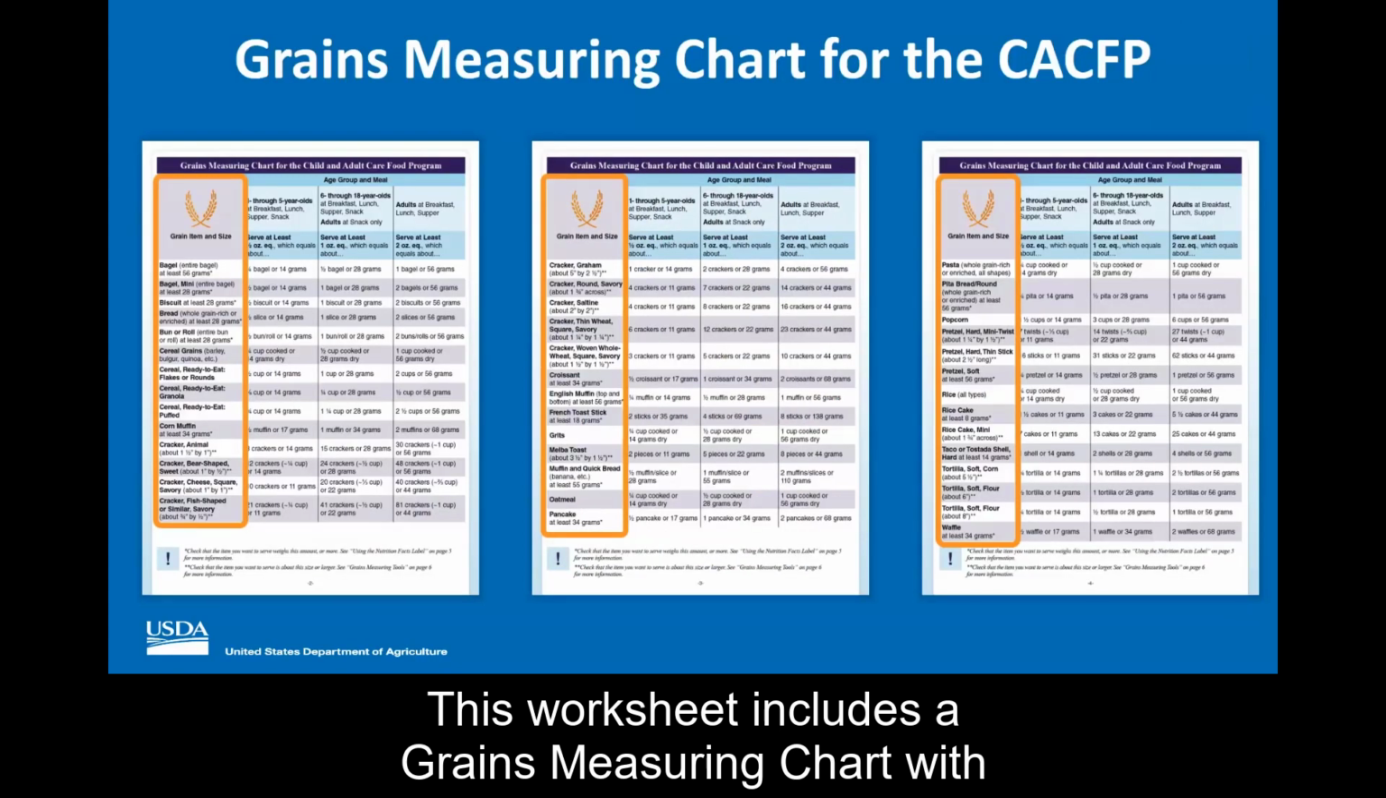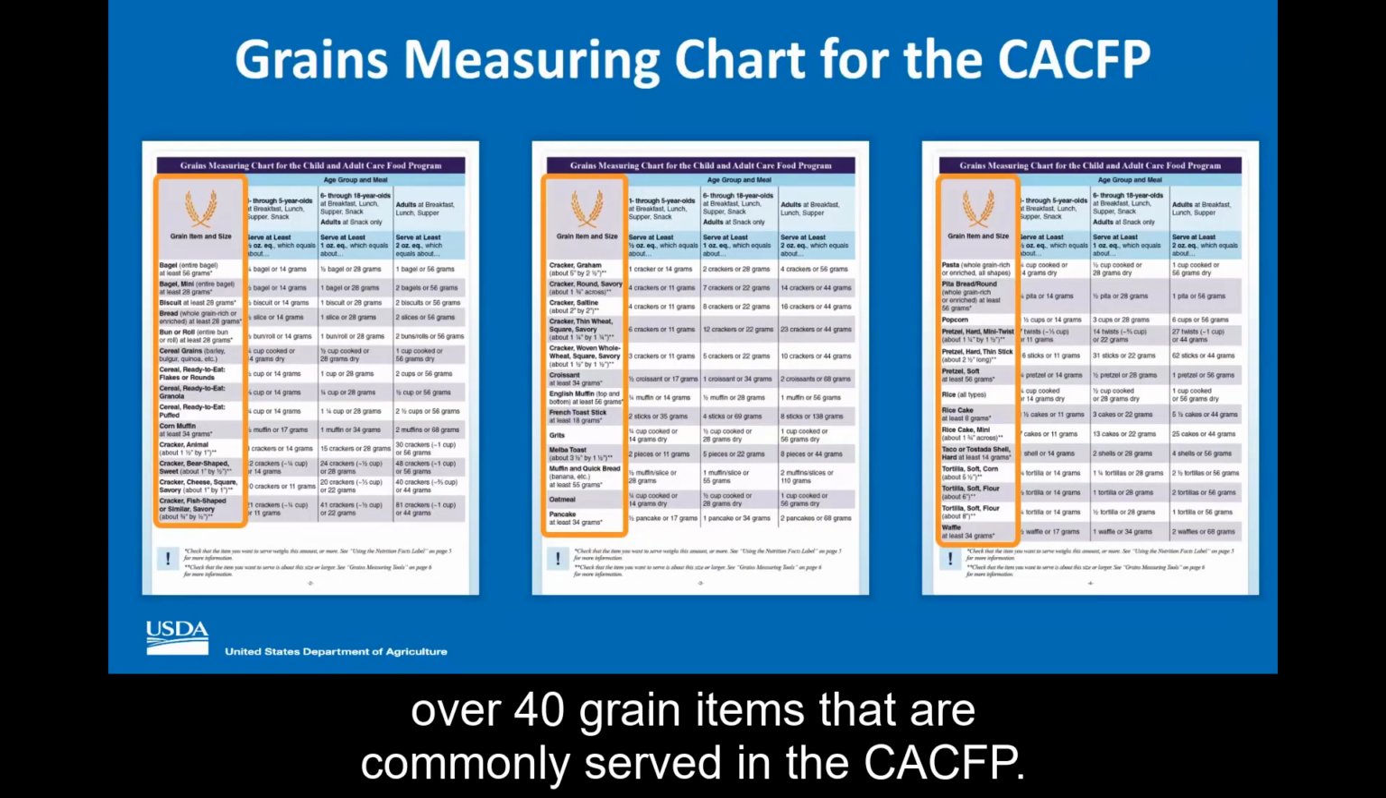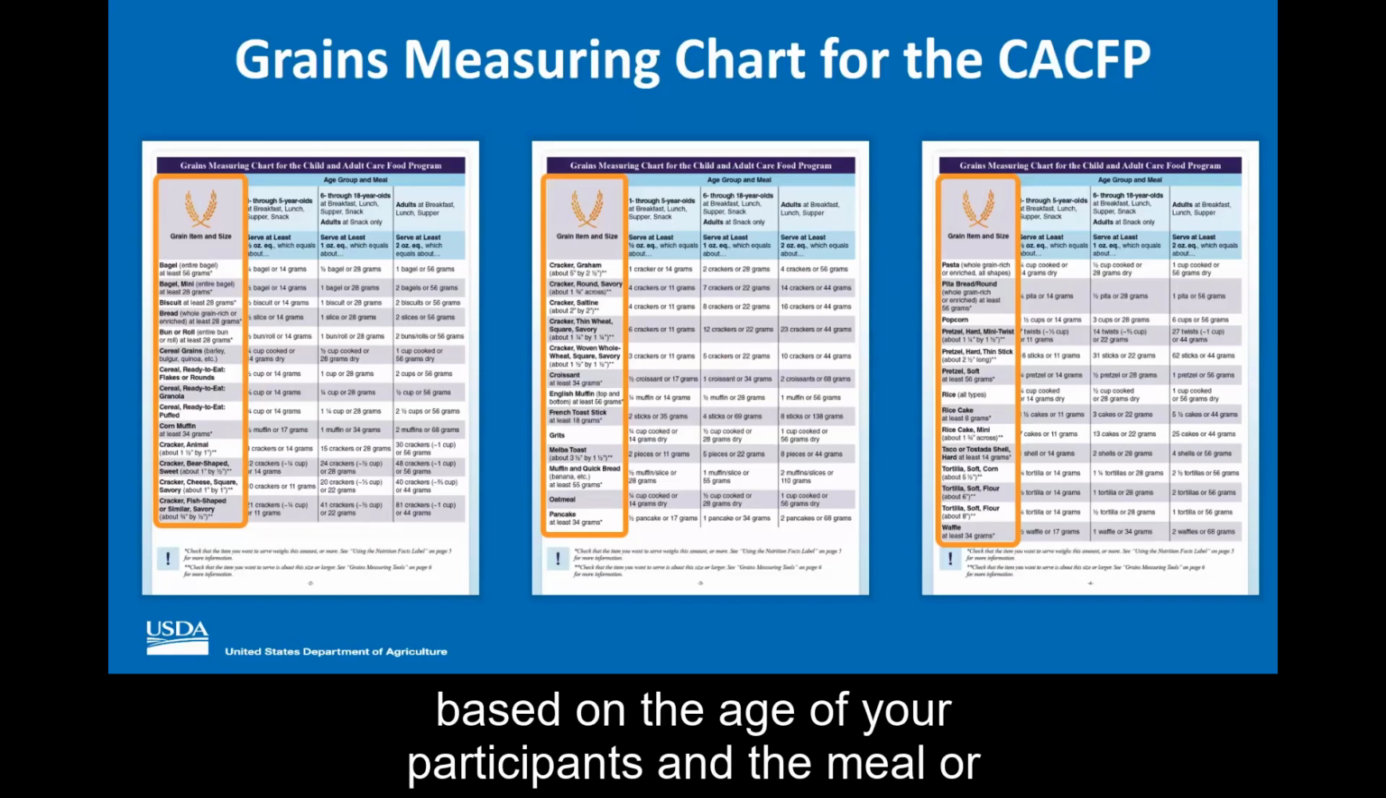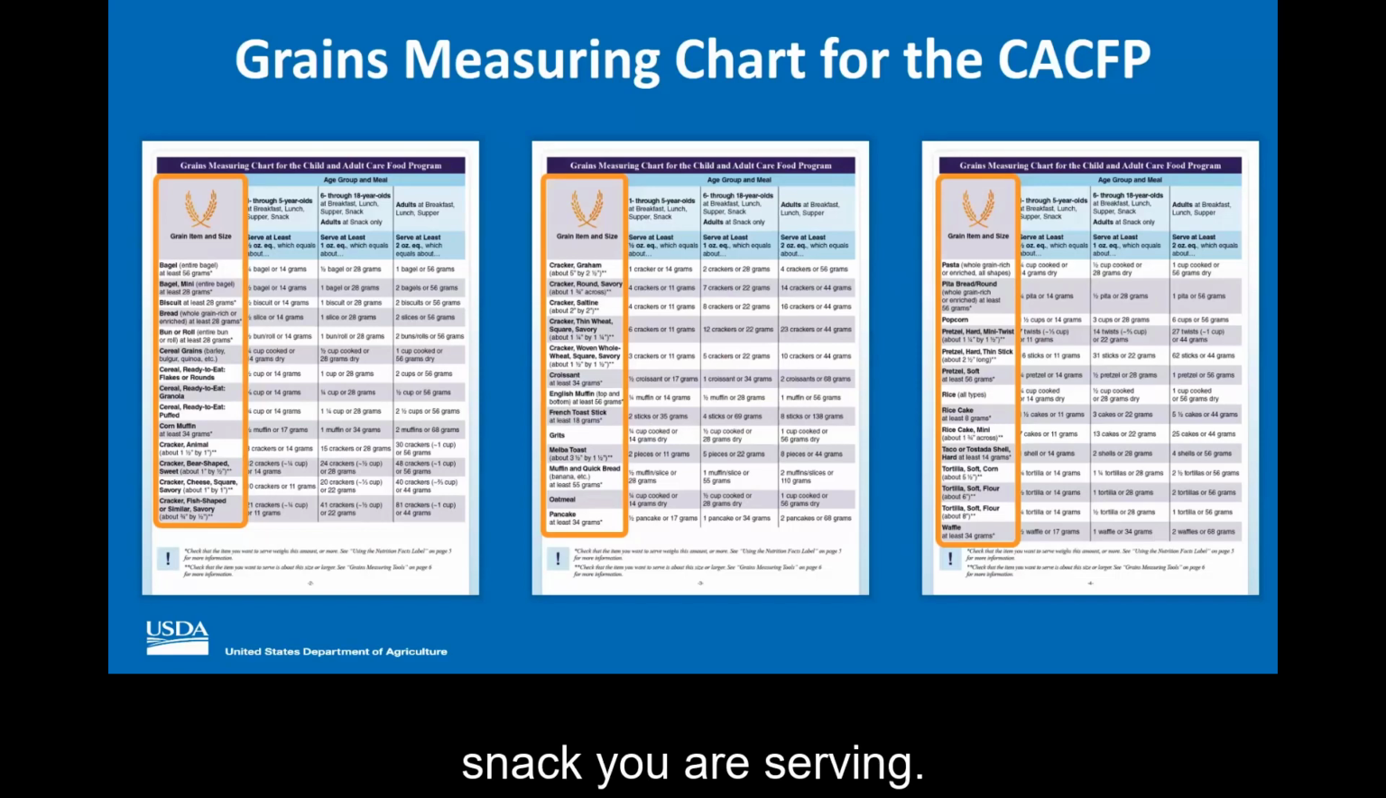So this worksheet includes a grains measuring chart with over 40 grain items that are commonly served in the CACFP. This chart tells you how much of that item you need to serve based on the age of your participants and the meal or snack you are serving.